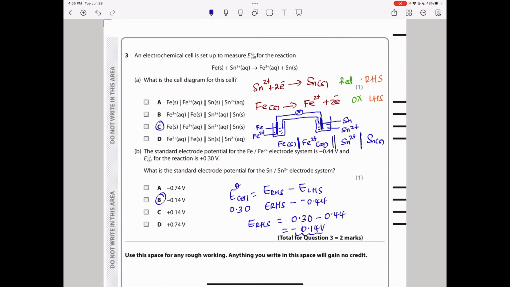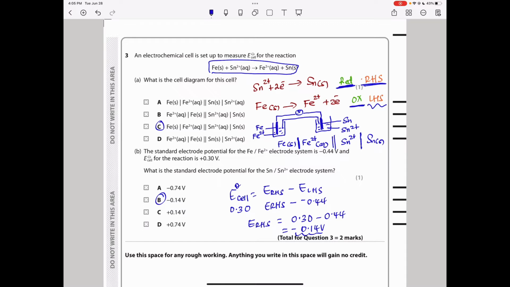Question 3 says, an electrochemical cell is set up to measure the E cell for the reaction. Here we have the reaction taking place. As you can see, iron is being oxidized and tin is being reduced. So this is a redox reaction. And you remember from my previous videos, the half cell being oxidized is always going to be on the left-hand side. On the other hand, the one that is going to be reduced because it's gaining electrons, the electrons generated from the left side move to the right side to be received. So the one that is being reduced, gaining electrons, is going to be on the right-hand side.